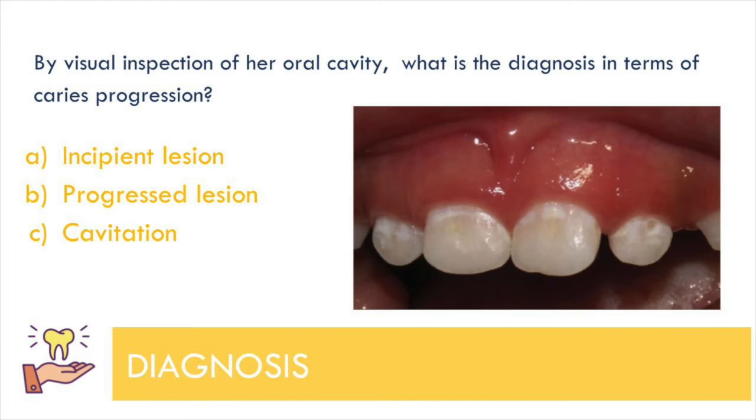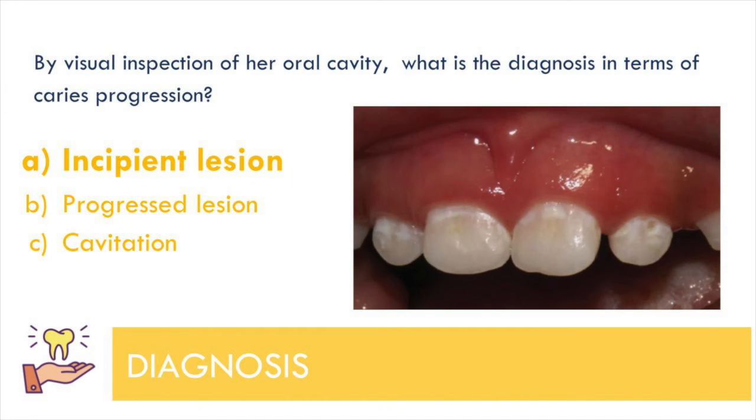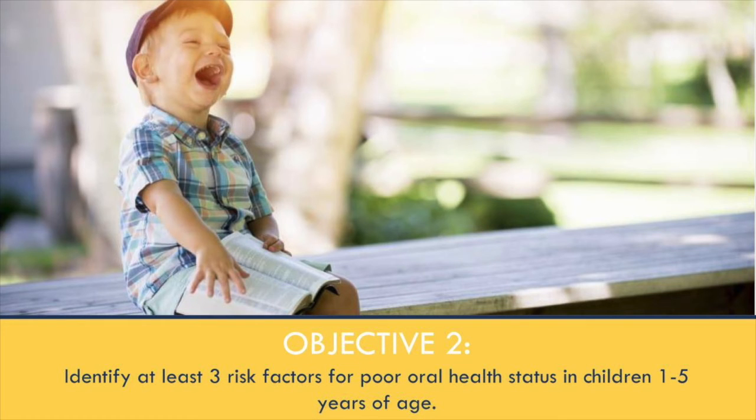What would be your diagnosis in terms of caries progression? Would it be A, incipient lesion, B, progressed lesion, or C, cavitation? You'd be correct if you were to say incipient lesion.